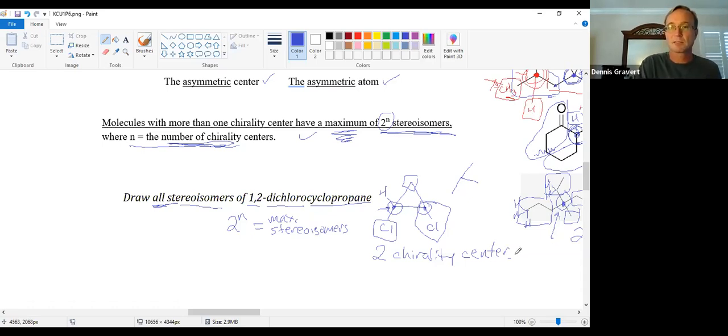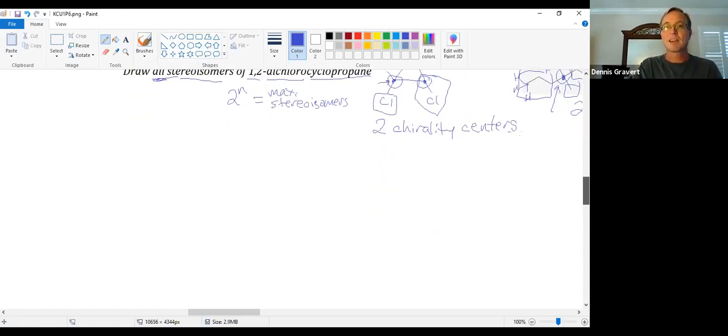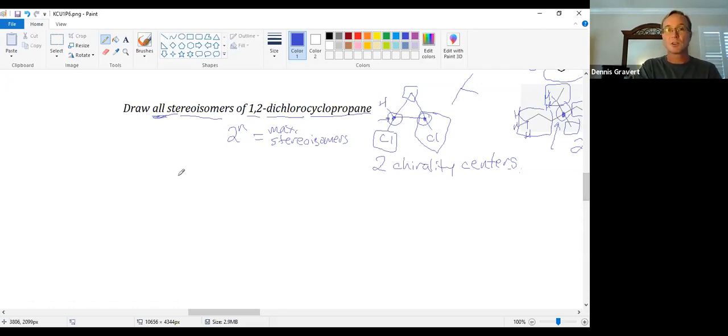What happened to my letter S? Okay, found 2 chirality centers, so 2 to the 2nd power equals the max of 4 stereoisomers. So let's draw those 4.